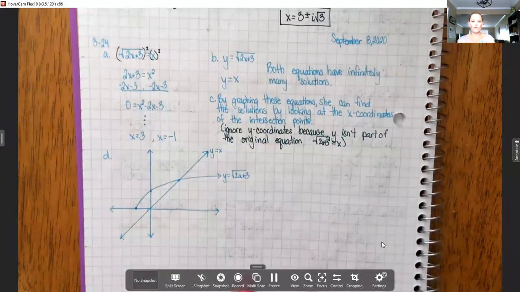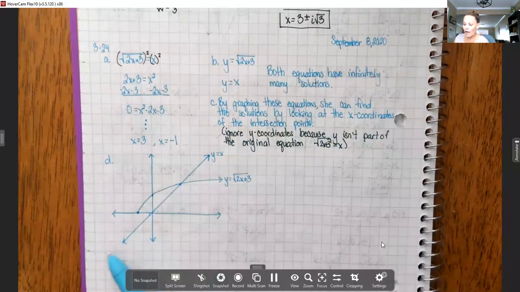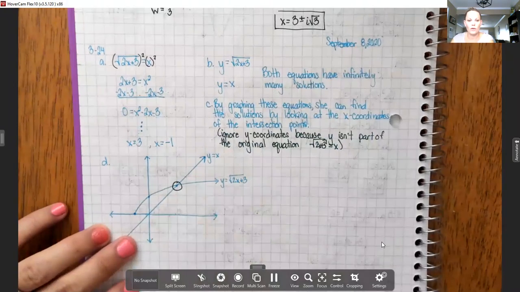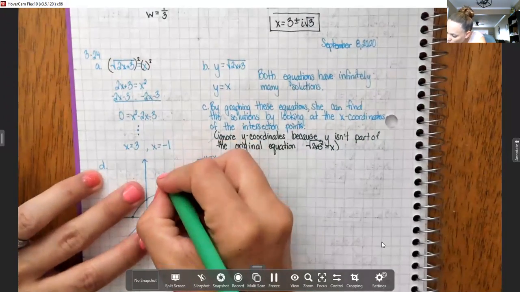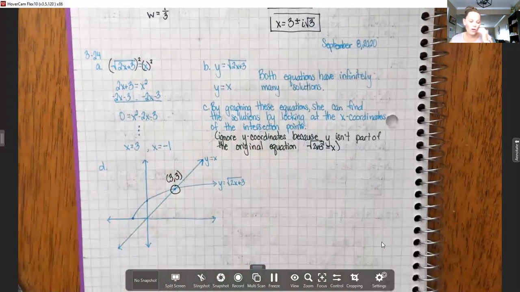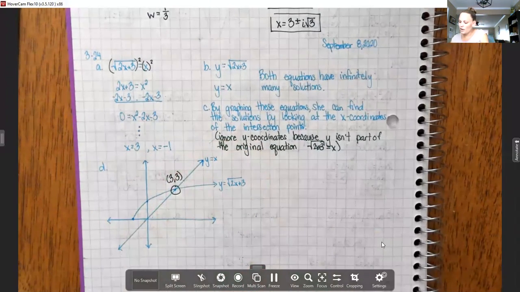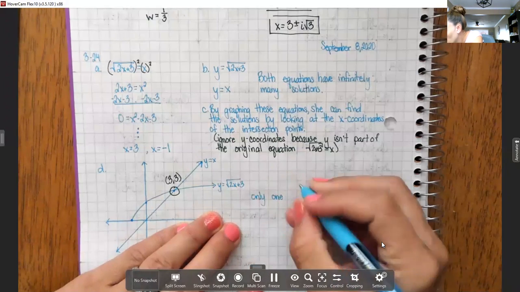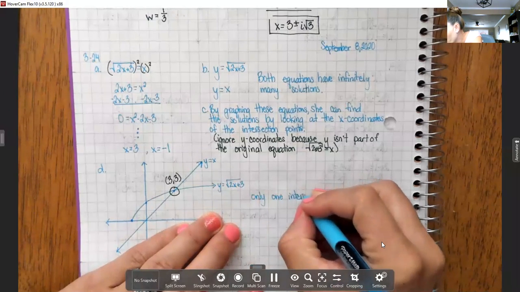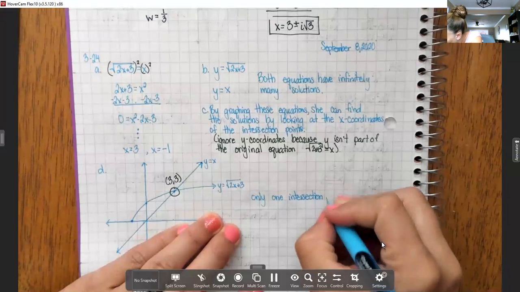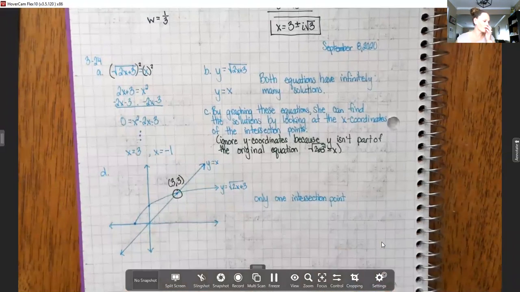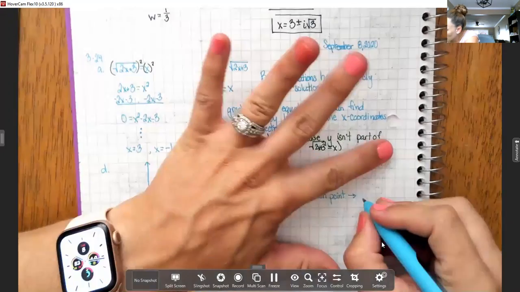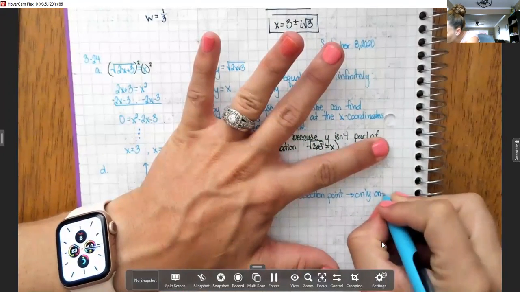Okay, so this is our graph. And as we can see in our graph, we only have one intersection point. It's the point 3, 3. So from the graph, only one intersection point, which tells us there's only one solution.